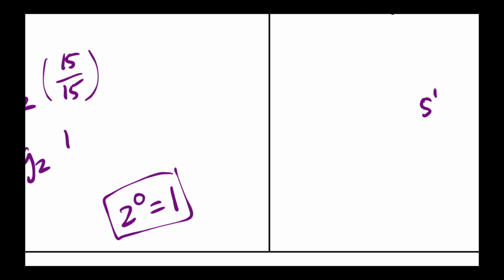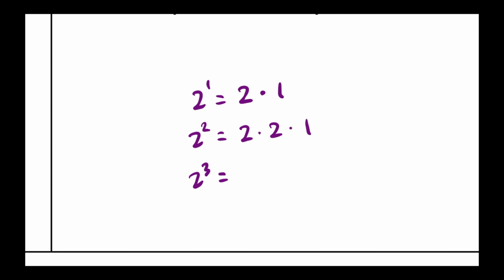So what's 5 to the first power? Well, actually, we're going to do 2, right? So let's just use 2. What's 2 to the first power? 2, right? But everything's multiplied by 1, right? Everything has a factor of 1. What's 2 to the second power? 2 times 2 times 1, right? What's 2 to the third power? 2 times 2 times 2 times 1, right? What's 2 to the fourth power? 2 times 2 times 2 times 2 times 1, right?